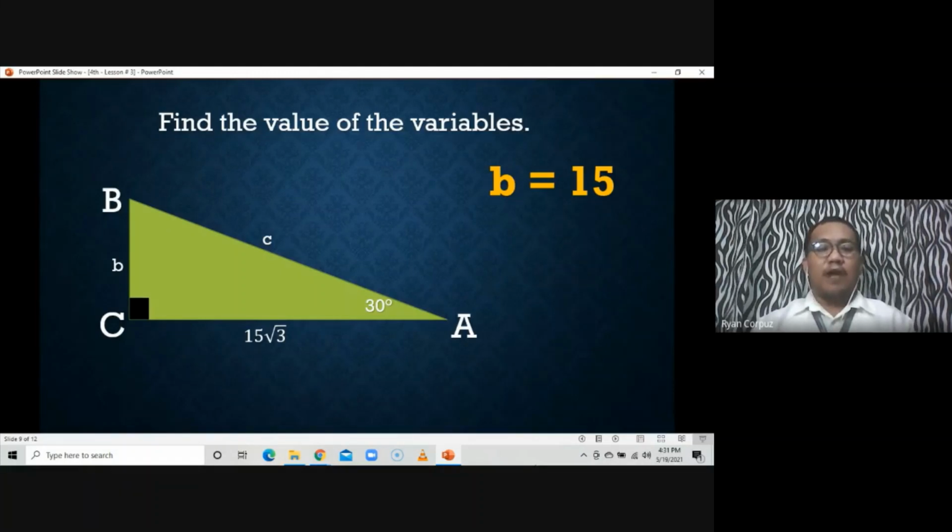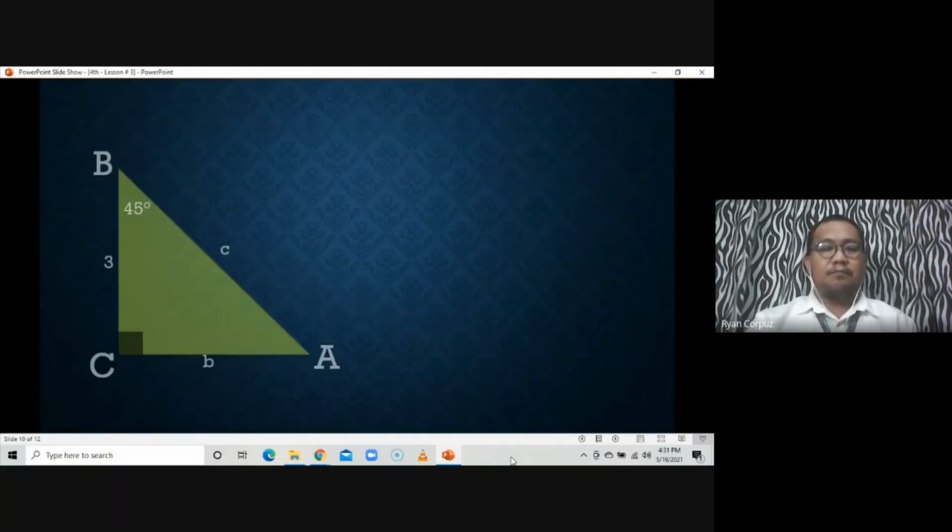While, the value of C, since you already know the value of the shorter leg, the value of C or the hypotenuse is just twice the shorter leg. Kung 15 ang value ng B, the value of C is times 2 of it. So that would be C is equal to 30. So that's how we answer the measure of the sides when the given right triangle is a 30, 60, 90 degree special right triangle. Next.